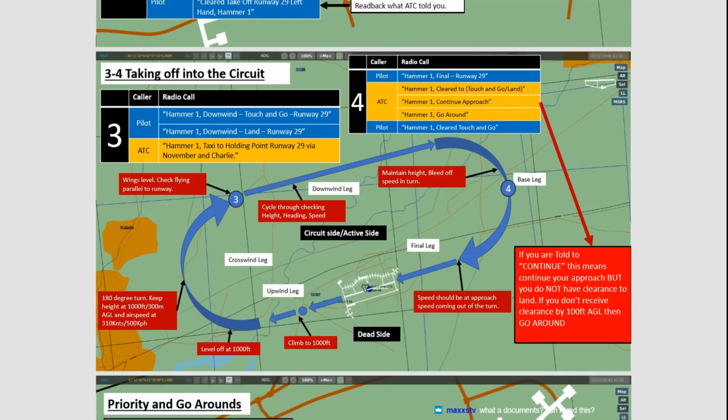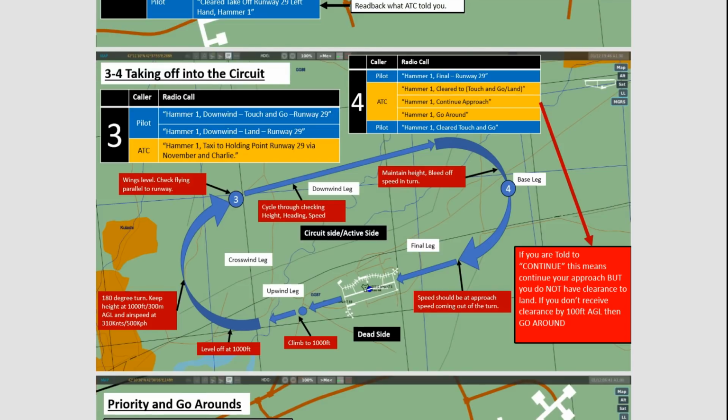So you want to go through a work cycle of height, heading, speed. Look at your altimeter, look at your heading to see if you're going the right direction, look at your speedometer, and think, right, I'm a little bit slow here, so I need a bit more power, or a bit high, so I'm going to pitch down to correct that. You're constantly going height, heading, speed, correct, height, heading, speed, correct. You do that throughout the downwind leg, doing any checks that your aircraft requires.